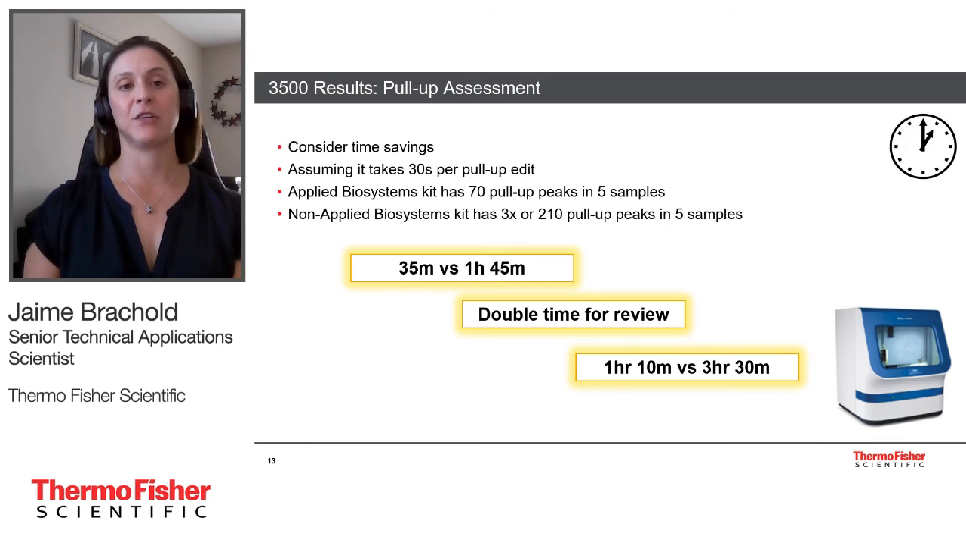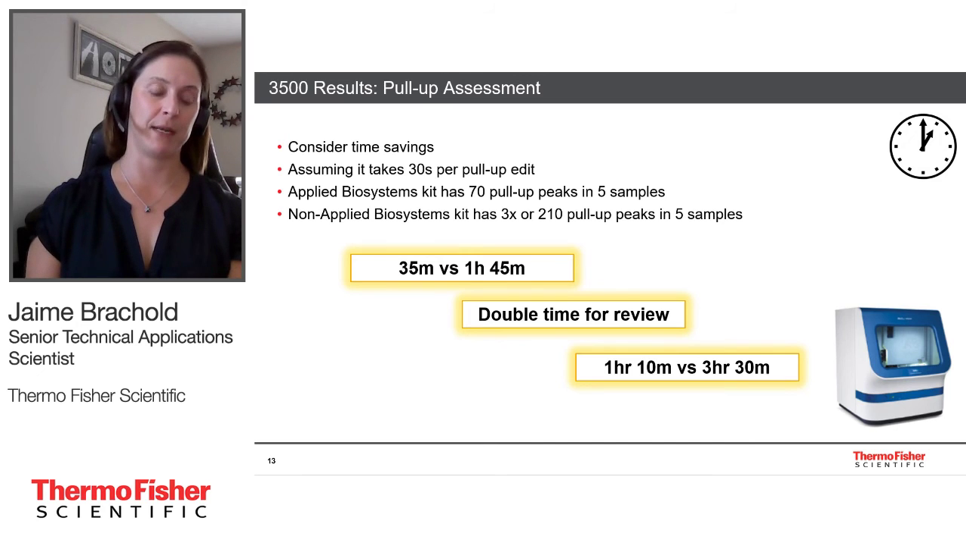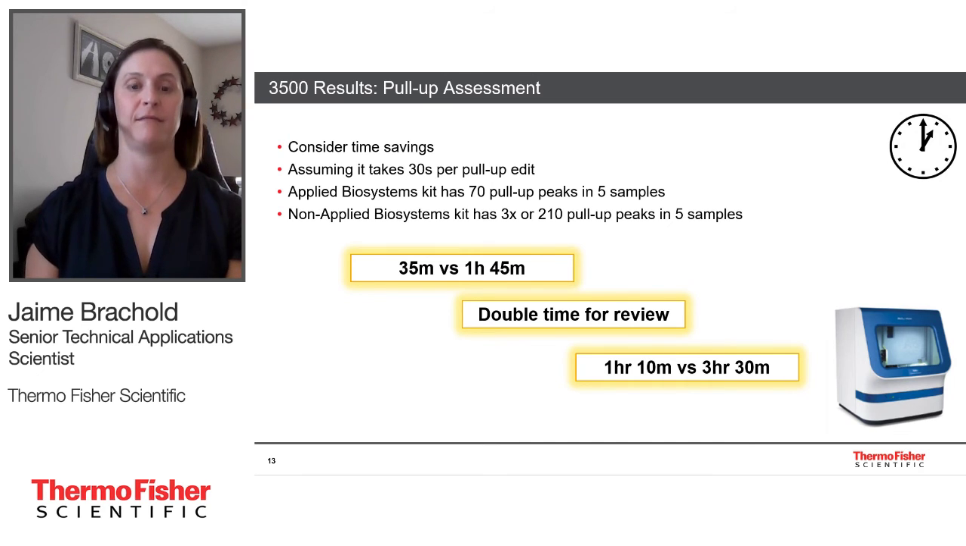If you double that time, considering there has to be a secondary review, we're talking about an hour and 10 minutes to analyze an Applied Biosystems kit, 5 samples, just talking about pull-up, versus 3 hours and 30 minutes for a non-AB kit, 5 samples, just talking about pull-up.